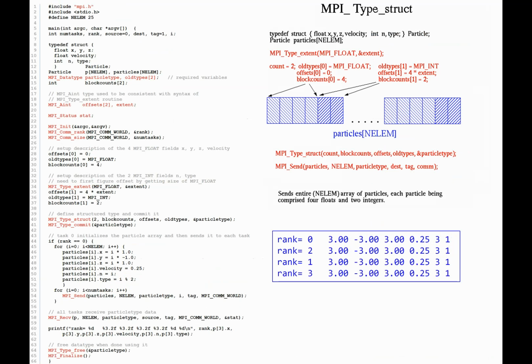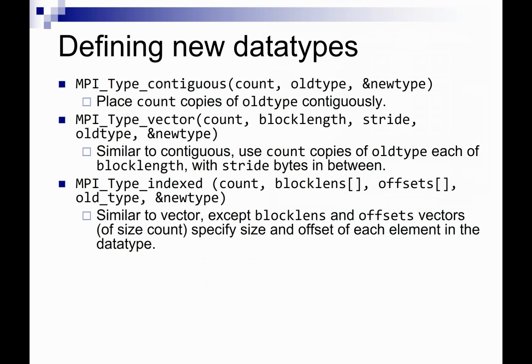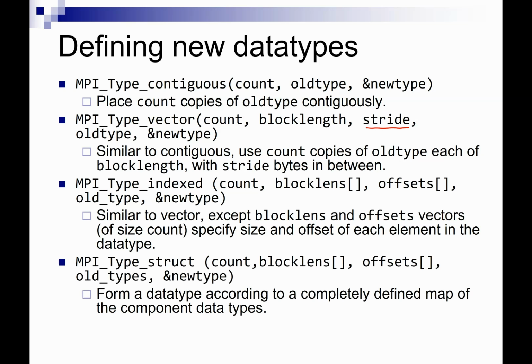Now let's talk about the indexed data type. This is actually quite similar to vector, except that for the vector, the stride is the same for every value in the vector, whereas for the indexed, you could have different strides for different values, and those different strides are given by this offset. I'm not going to talk too much about that because it's similar to the vector type.